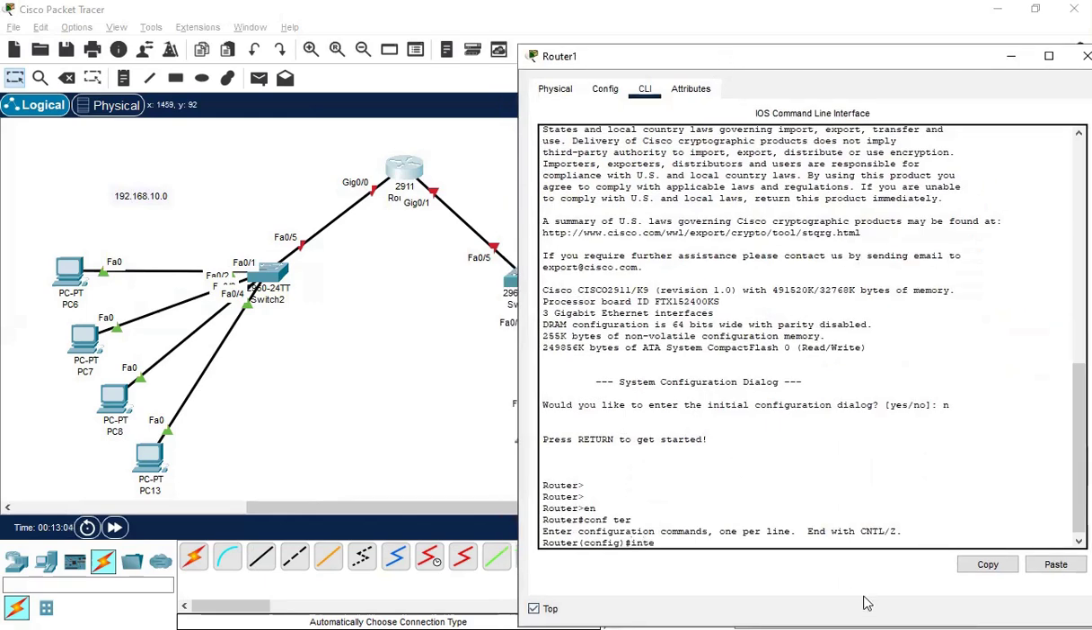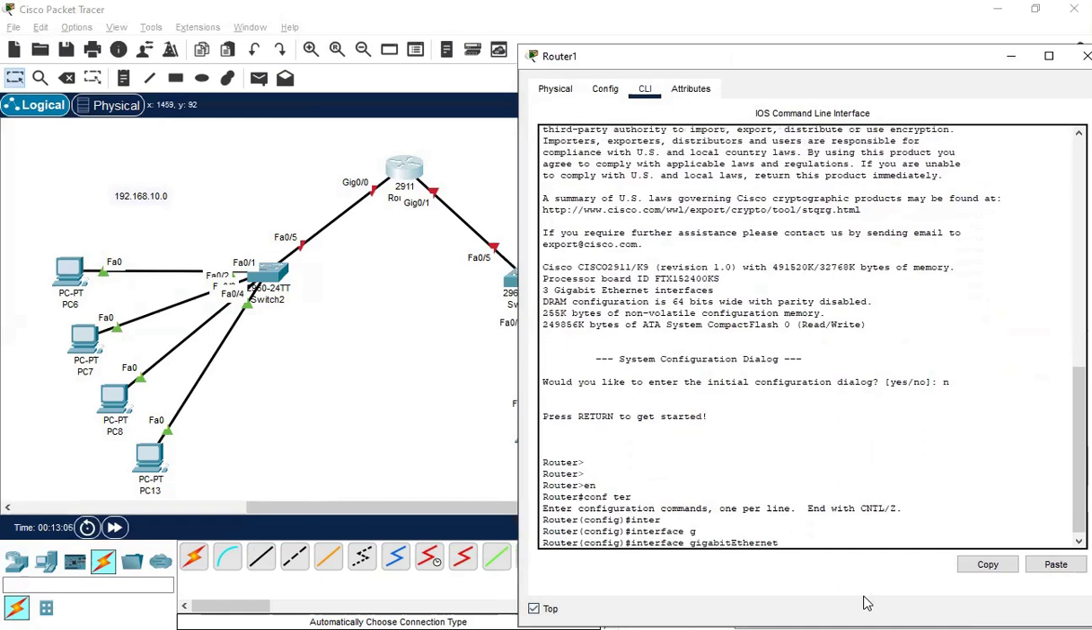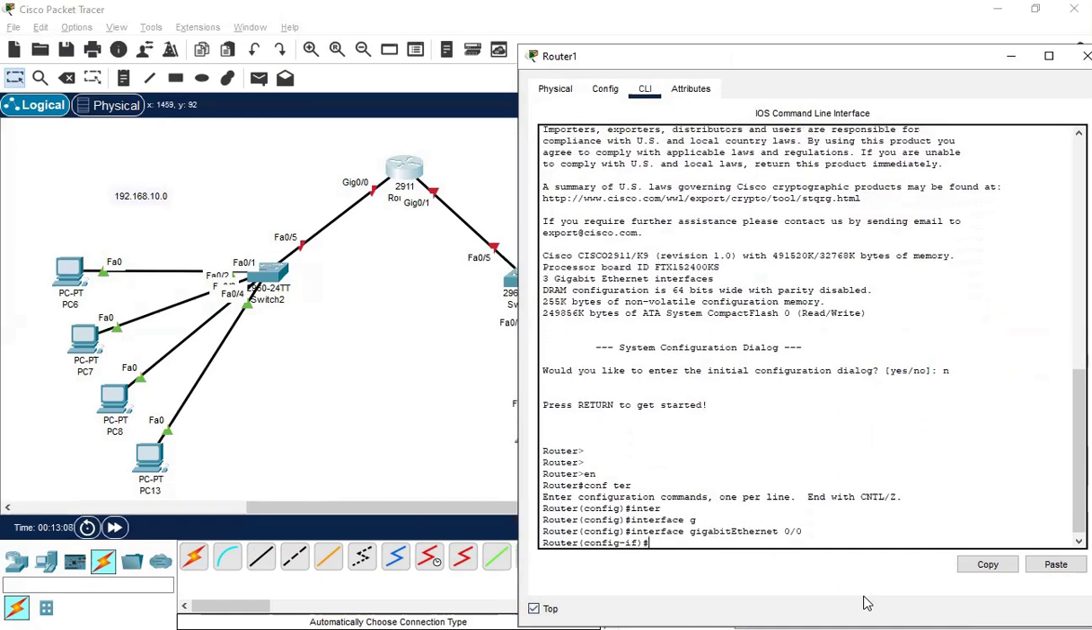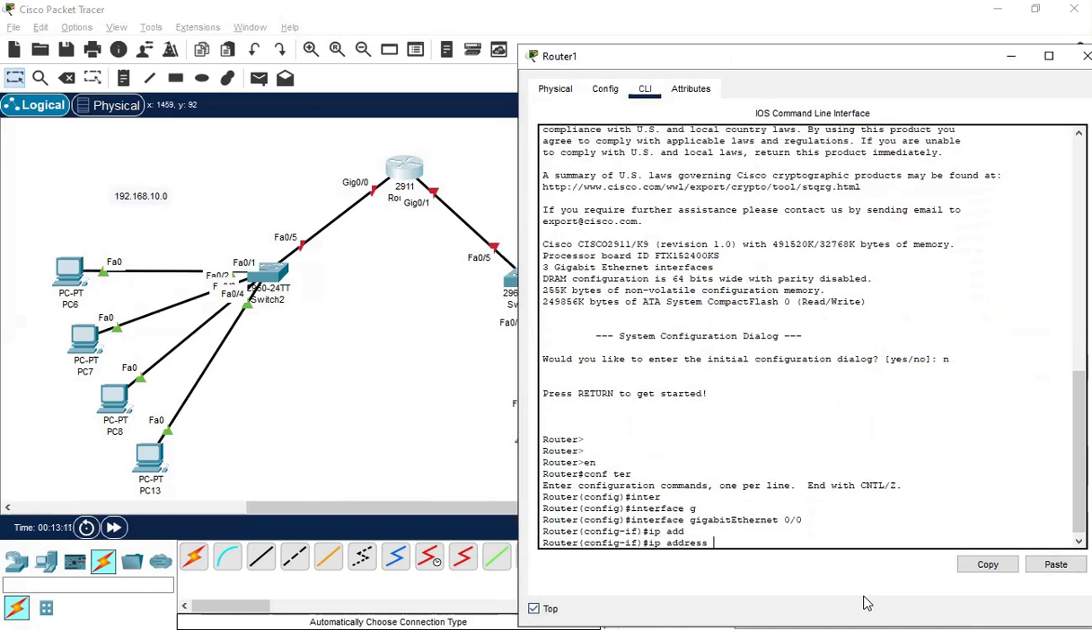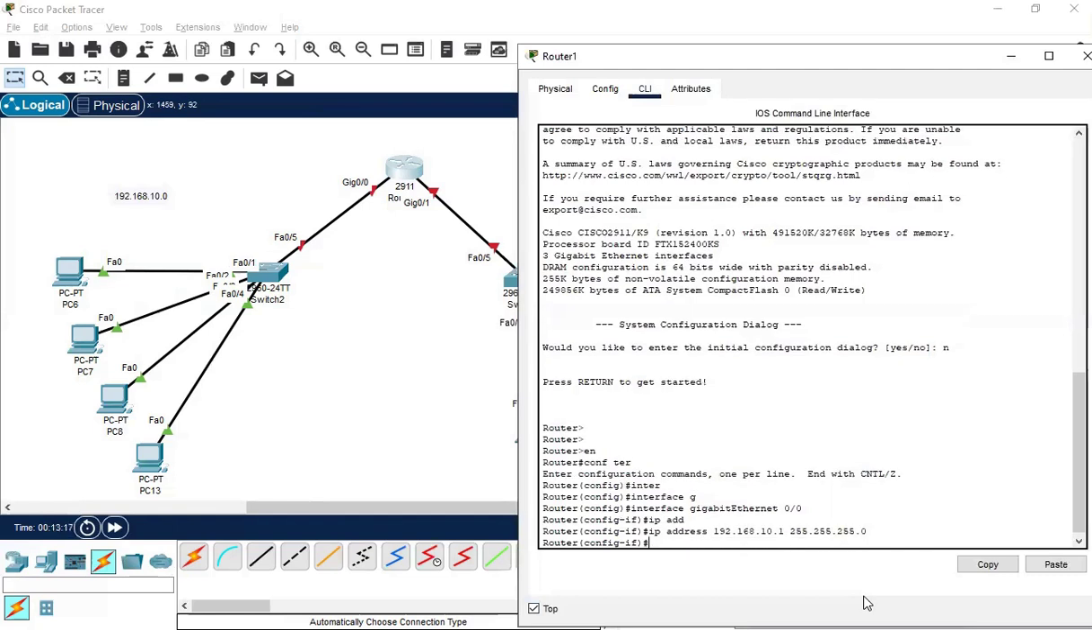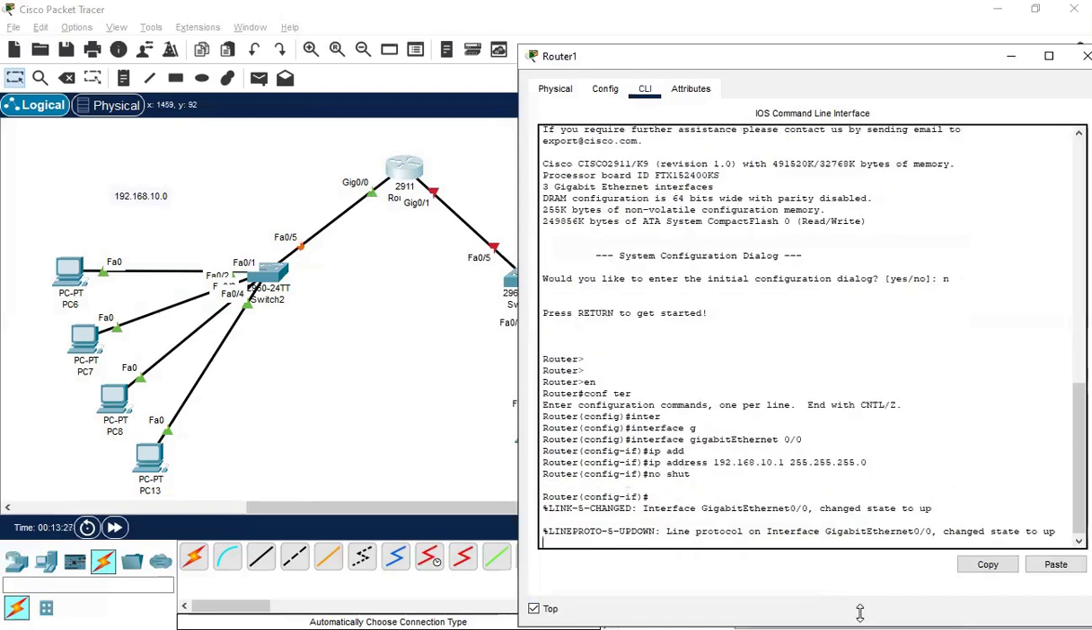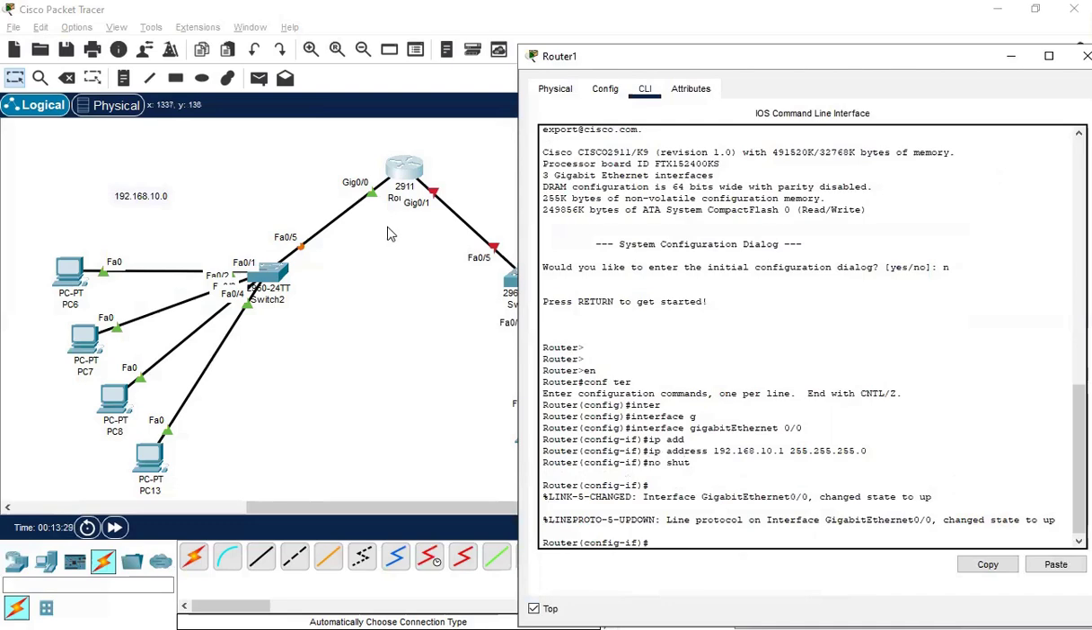Interface GigabitEthernet 0/0, IP address 192.168.10.1, 255.255.255.0. That's it. After entering the IP address, you have to put no shutdown. Then only the particular interface will be enabled. Like that, I will do the same for the other side also.